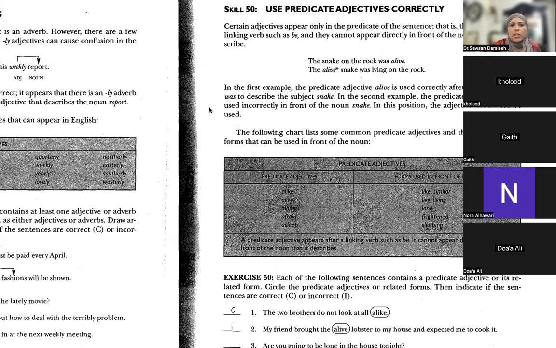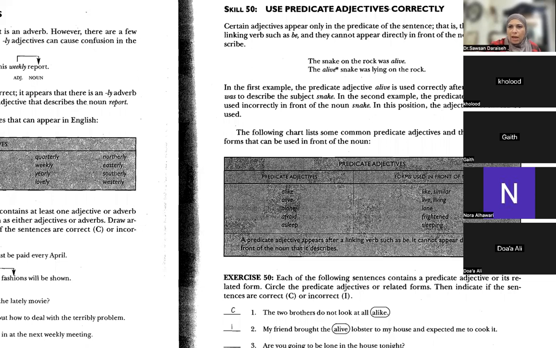So in the first example, the snake on the rock was alive. The predicate adjective alive is used correctly. This is how you use alive as a predicate. All of these are used in the same manner, okay? Was still alive, see that, Dr. Ghait? Fine. You can use something here like still. It won't break the structure of the sentence. It's just extra meaning, all right?